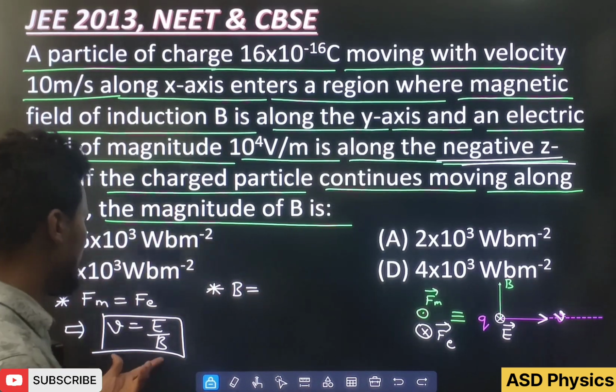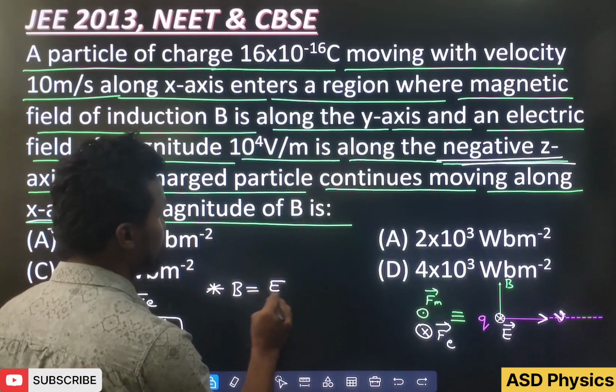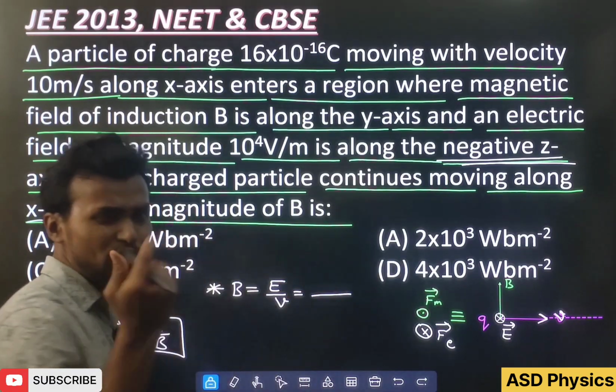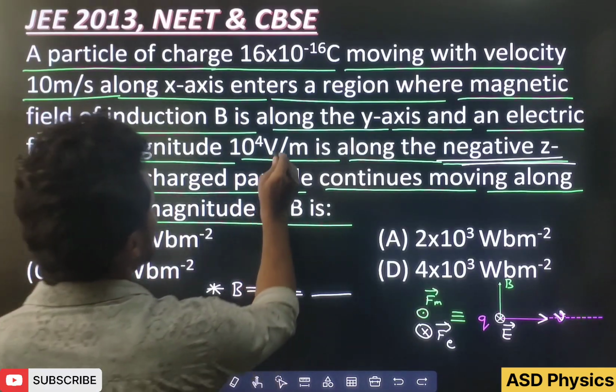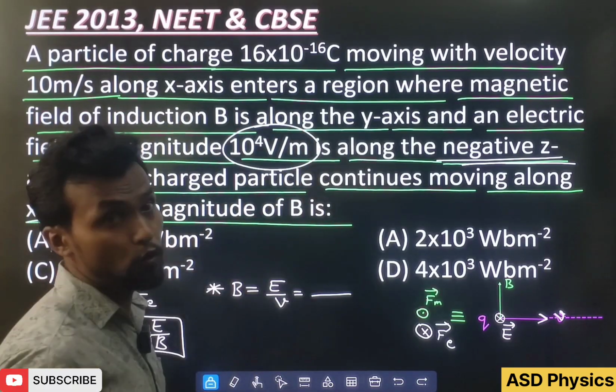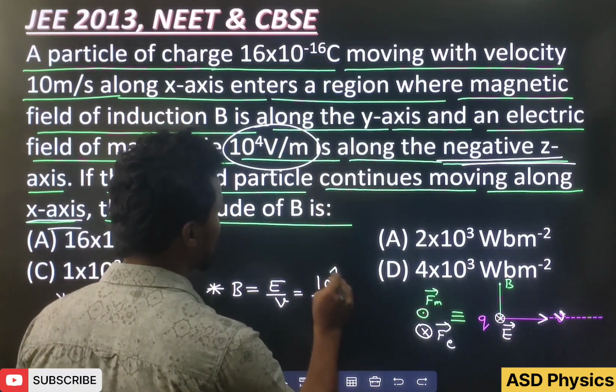So what is B? You can see from here, B is E by V. Now very easy. What is the value of the electric field? They have given here the value of the electric field. How much is given? 10 to the power 4 volt per meter here. So 10 to the power 4.